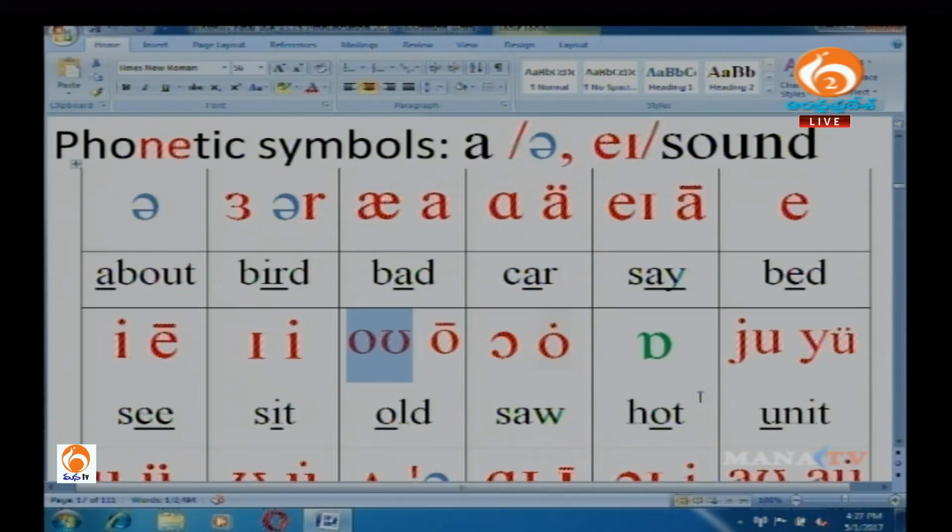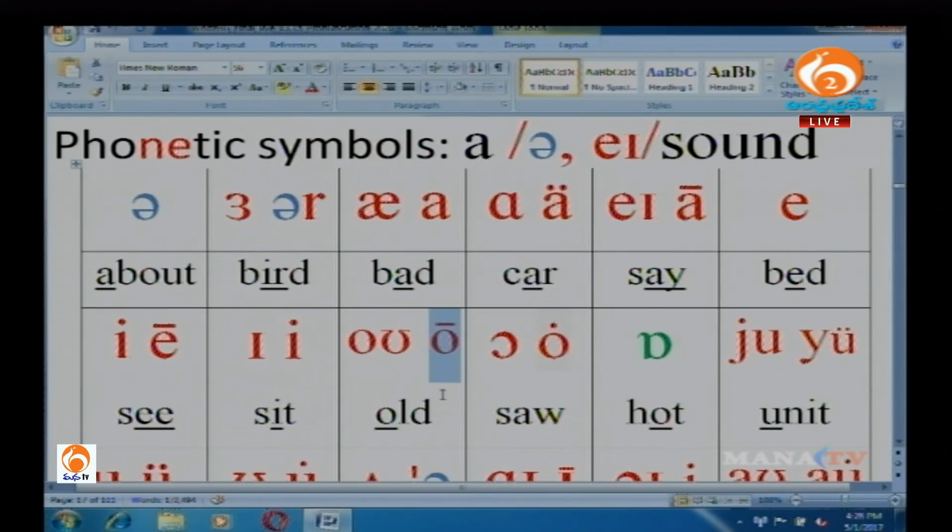Okay, let's continue. How did I say continue? I did not say continue or continue. I said continue because T has the accent. All right, what symbol do Americans use? Americans use this one, and they call it old. British, old, more O. This one is the aw sound.